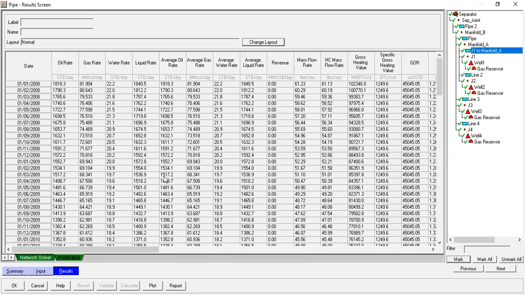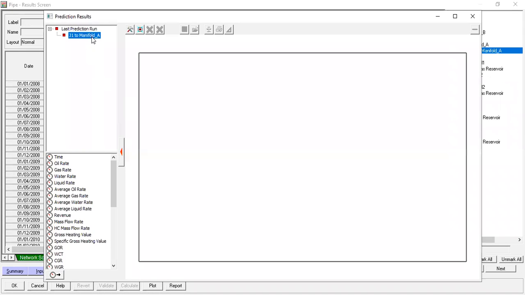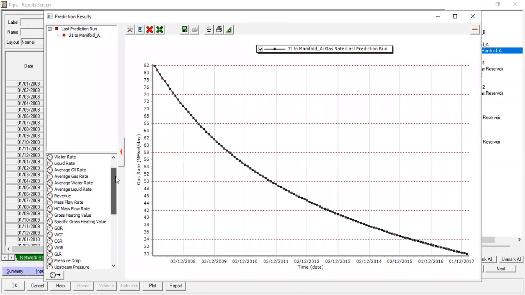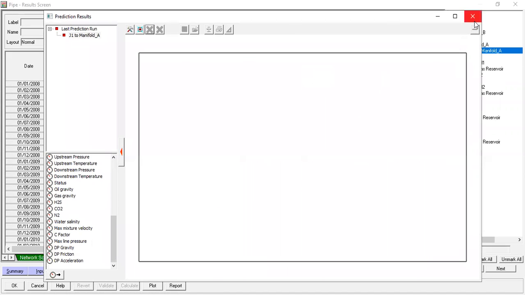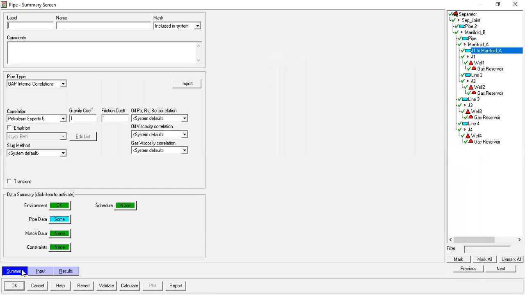Let's check the line first. This is for line one. You can plot the gas rate. Okay, again, the pressure drop. You can plot many things: C factor, pressure drop due to friction, pressure drop due to gravity, pressure drop due to acceleration, right? It's important. But the most important thing is, of course, the gas flow rate. Okay. Click OK. J3 also.